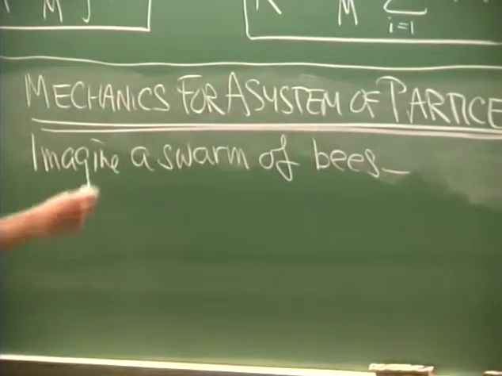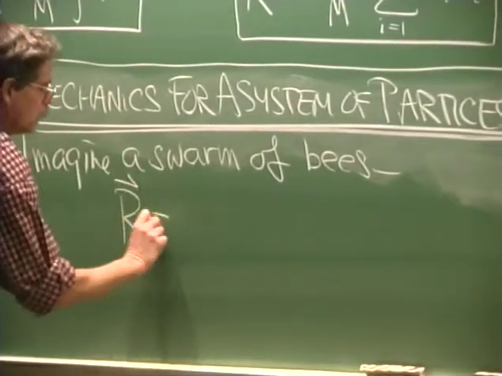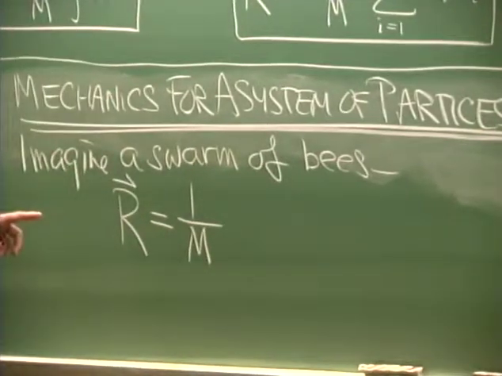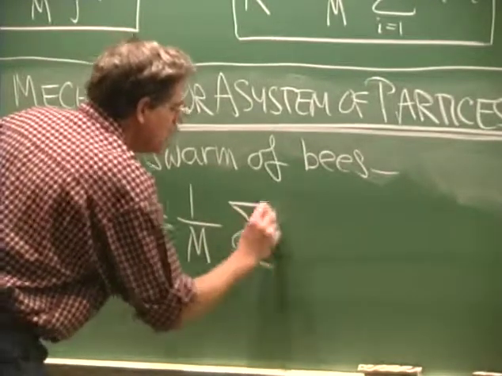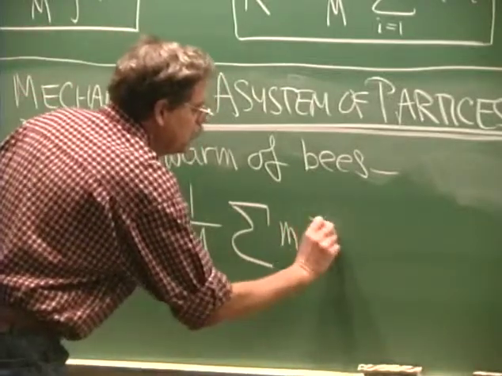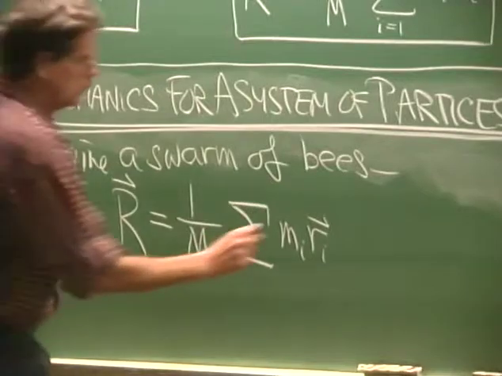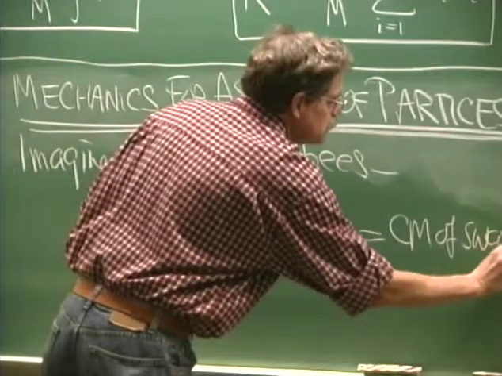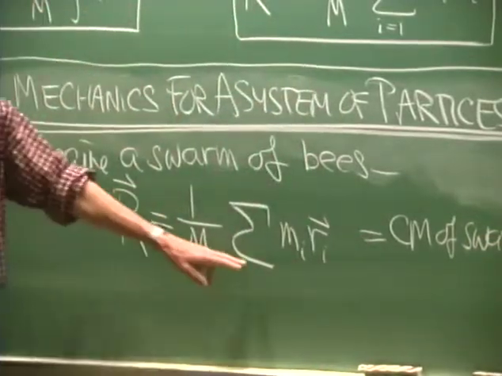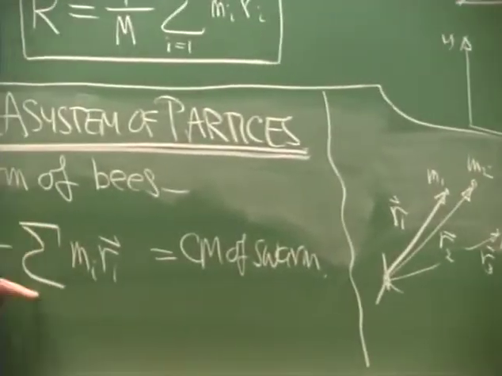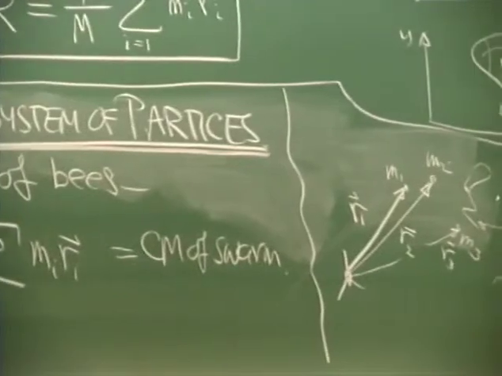Here we have it. It's a full three-dimensional problem. 1 over capital M, that's the total mass of all the bees, times the sum of bee number i mass times its position, ri. That's the center of mass of the swarm. Do you want me to put i equals 1 to n on here over all of these? I usually leave that off. The sum just means sum over all of these.